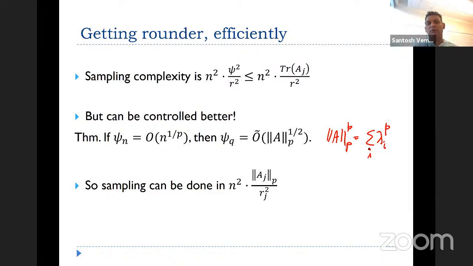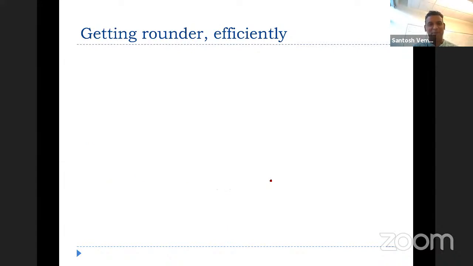Okay. So when p is 1, that's the trace. But we're saying that if the KLS constant is better, you get better and better bounds here. So if this is true, since we know that in general the sampling time is n squared times psi squared, we get a bound that grows with this norm rather than with the trace. And this norm will be easier to control as we go along, or we'll have a better bound when we can control it.